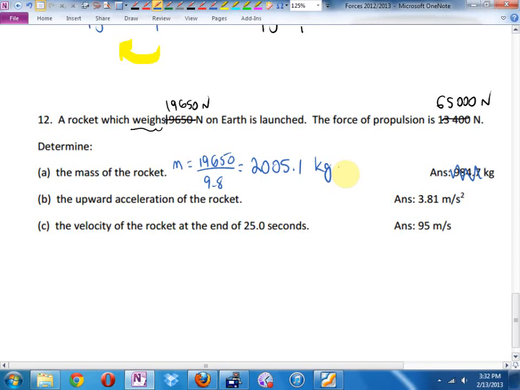B. Kenna, what are they asking me to find in B? Have they mentioned the force of propulsion in the question? Yeah. Have they mentioned weight, which is the force of gravity, in the question? Is there more than one force then? This is a job for a free body diagram. We're going to do our rocket ship just after it's left the ground. So let's say 10 meters up. What are the forces acting on it? Get the obvious one, which I told you was 19,650.